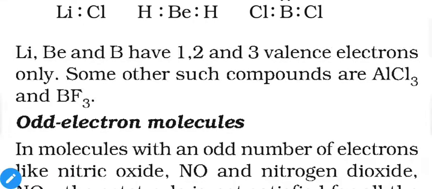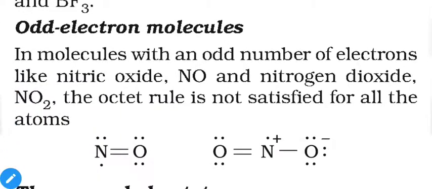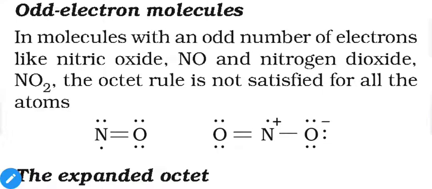Try to find their Lewis dot structure yourself and share with me in the group. Next, odd electron molecules. That means in some cases we do not have an even number of electrons. In the case of the octet rule, electrons should be in even number so that we can arrange them. If they are in odd number, then there is always one electron left. In molecules with an odd number of electrons, like nitric oxide NO and nitrogen dioxide NO2, the octet rule is not satisfied for all the atoms.